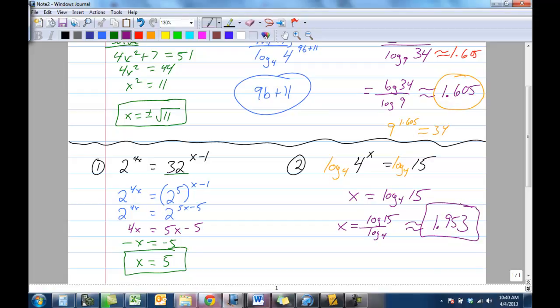Hey, how could you check your answer? Plug it in up here, right? 4 to the 1.953 is approximately 15. You can take my word on that.